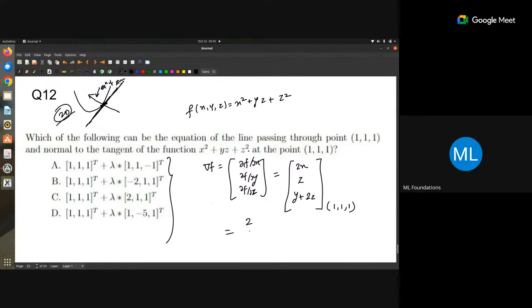How much? 3. Fine. So can I write it like this? How should I write this? It's fine? Okay, fine. So after this, what should I do? Find the normal of it.